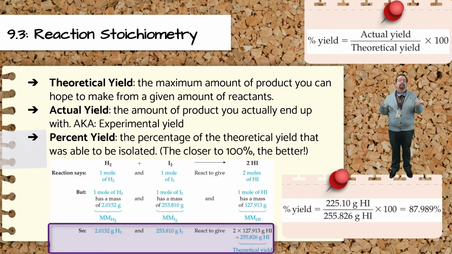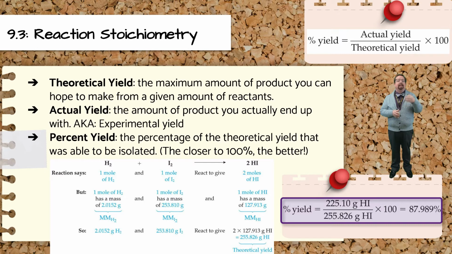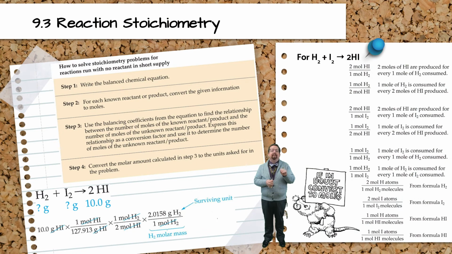Say I perform this reaction and only produce 225.10 grams of HI. To find the percent yield, I take my actual, the 225.10, divided by the theoretical, or 255.826, and then I multiply by 100. This gives us about 88%, which is a pretty good percent yield. If we put the knowledge of conversion factors that we learned in 9.2 to use, we can convert between any one of our reactants or products.